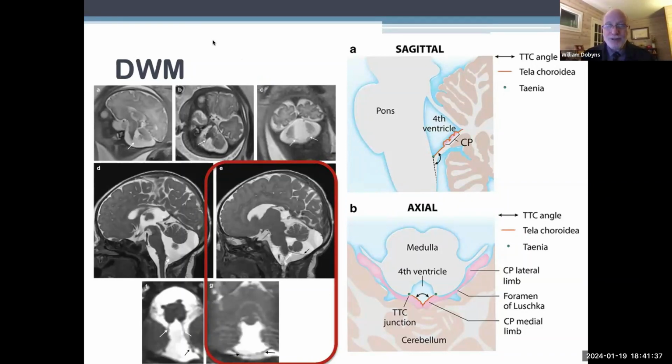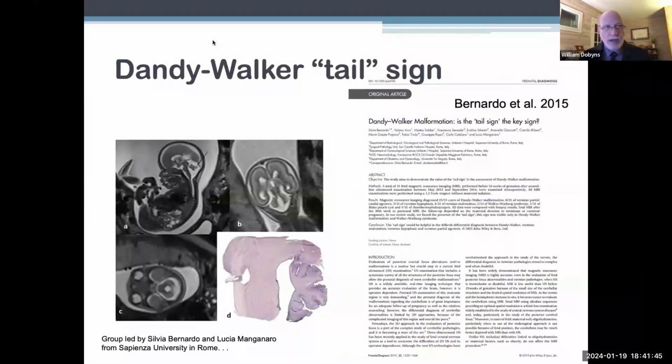And this definition is really important both for the genetics and for the developmental outcome. The other important sign to recognize this was first reported a couple of years ago by Silvia Bernardo and colleagues from Rome. What they recognized was an unpaired caudal lobule, which I think I can circle here, which they called, and I call now, a Dandy-Walker tail. When this is present, it is almost always a classic Dandy-Walker malformation, and I see these in at least 80% of Dandy-Walker.